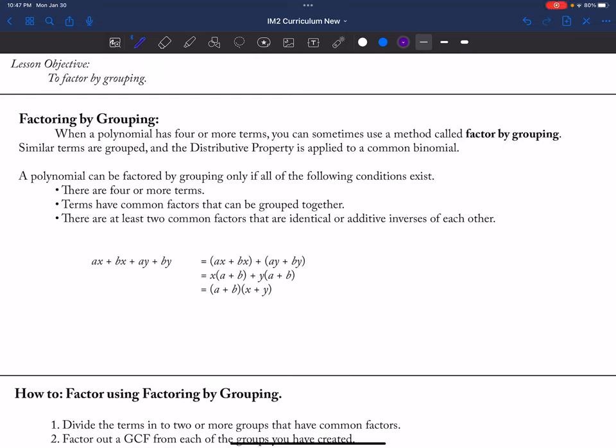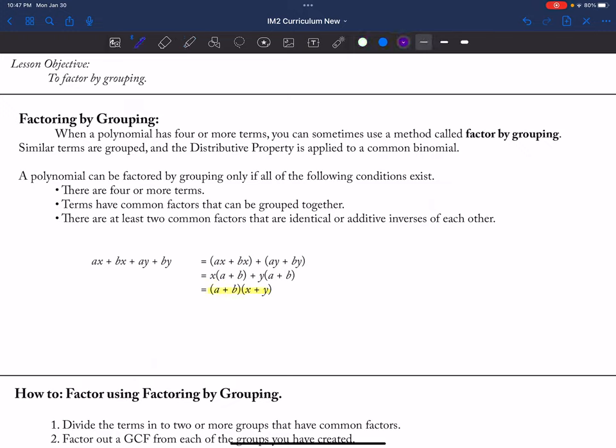Okay, so let's go ahead and take a look at this section. This section is on what we call factor by grouping. I know there's a lot of words on here, but I just want to take a moment to look at something, and it's right here. I'm just going to highlight this for a second.